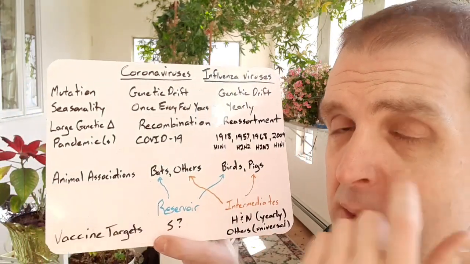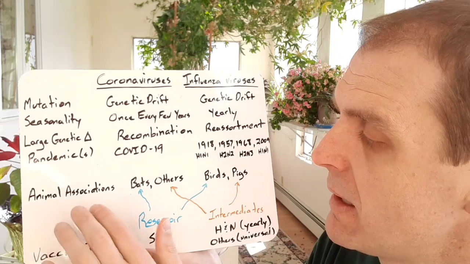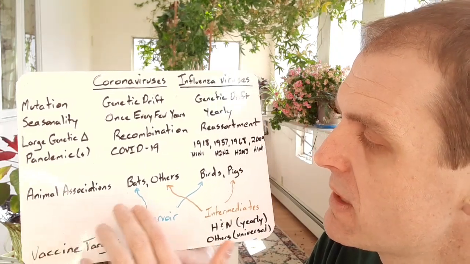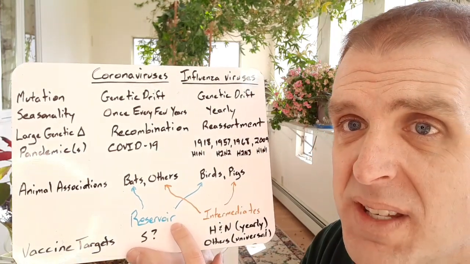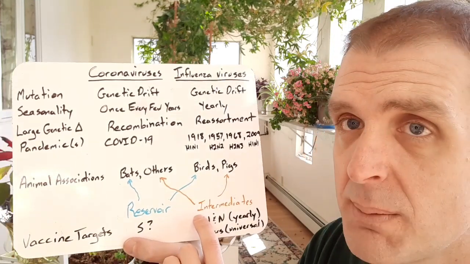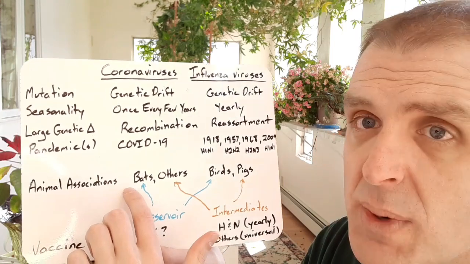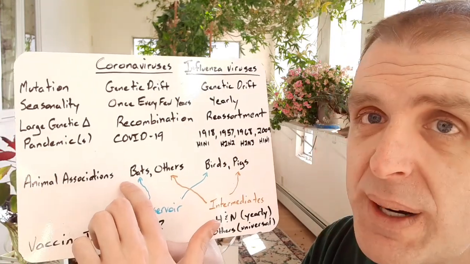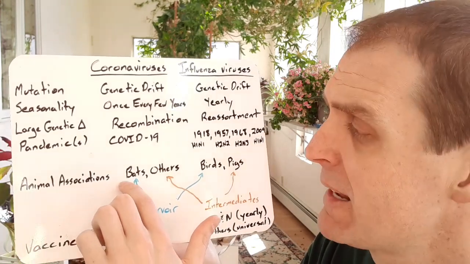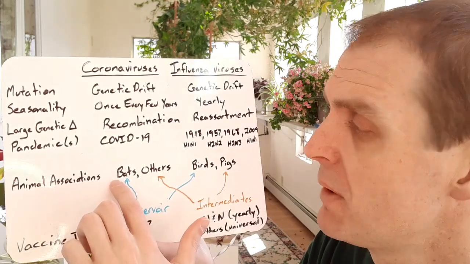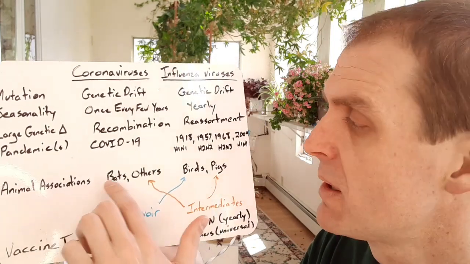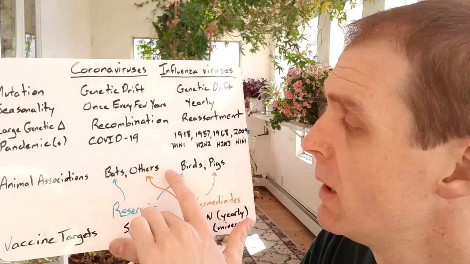There are animal associations with these viruses, and with both of these viruses, we have what's known as a reservoir for the virus, and then intermediate hosts for the virus. So for coronavirus, the reservoir is in bats. If you go out into the wild, you could collect bats, and you can find them carrying coronaviruses. I have a friend, Eric Donaldson, that was doing some of that work.